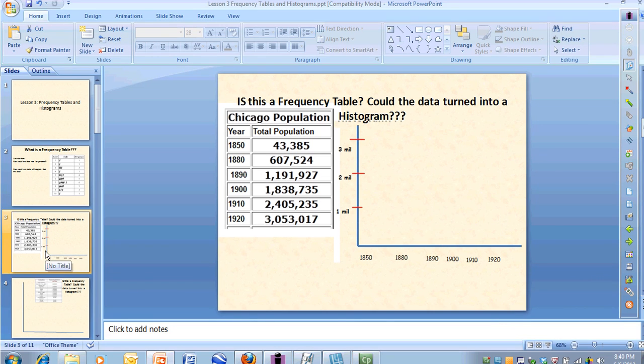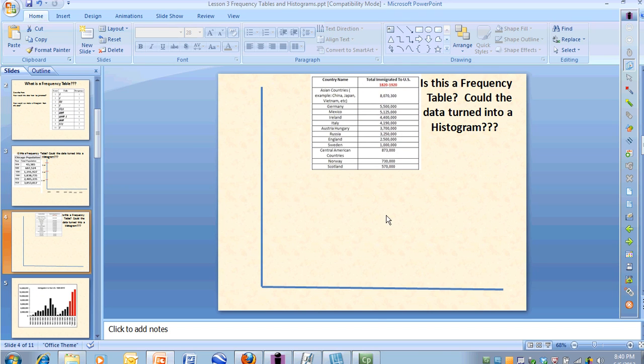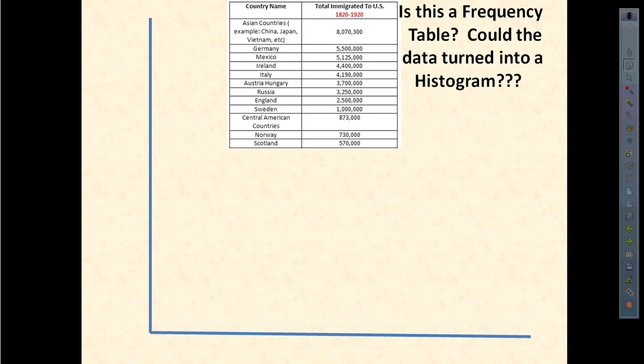For 1900, it's almost 2 million. So you see how this is allowing us to make a graphical representation of this data. It's easy to see it and compare it. 1910 is 2,400,000. So about that. Again, this is estimation, very rough tool. And then for 1920, it's over 3 million.